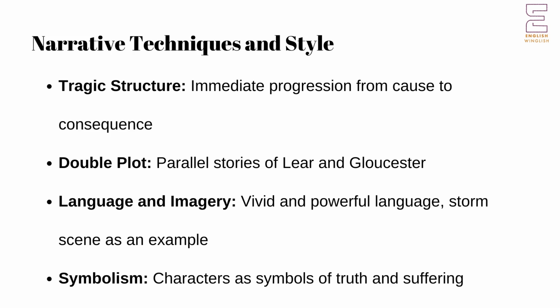Language and imagery. Shakespeare's use of vivid imagery and powerful language, particularly in Lear's speeches, amplifies the emotional and thematic depth. The storm scene on the heath is a prime example of how external chaos mirrors internal turmoil. Symbolism. Characters like the Fool and Edgar as Poor Tom serve as symbols of truth and human suffering respectively. Their interactions with Lear provide critical insights into his character and the play's broader themes.